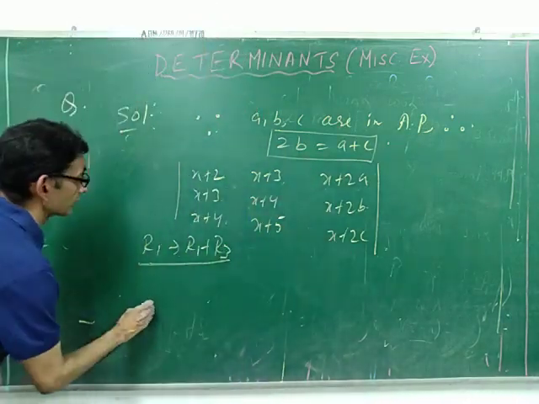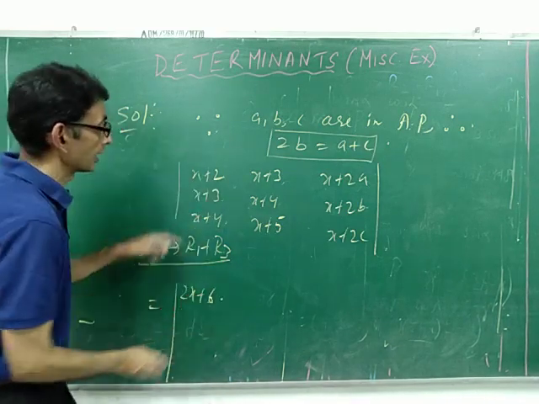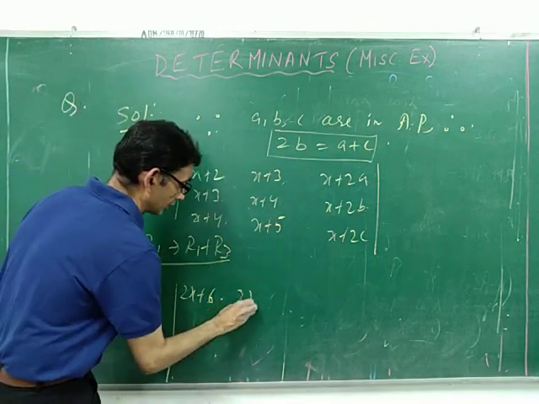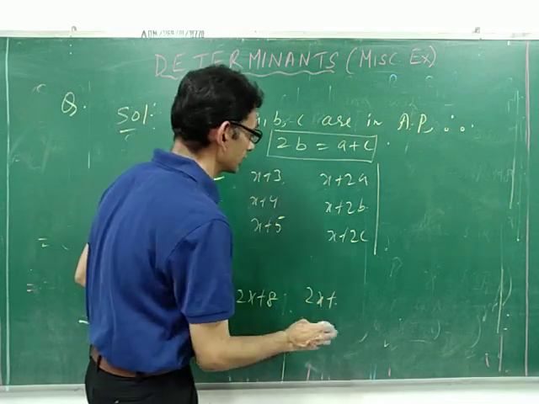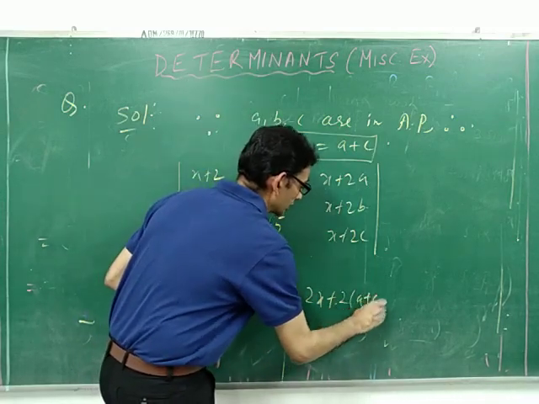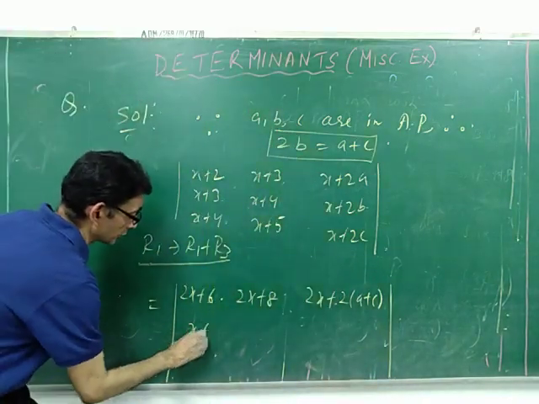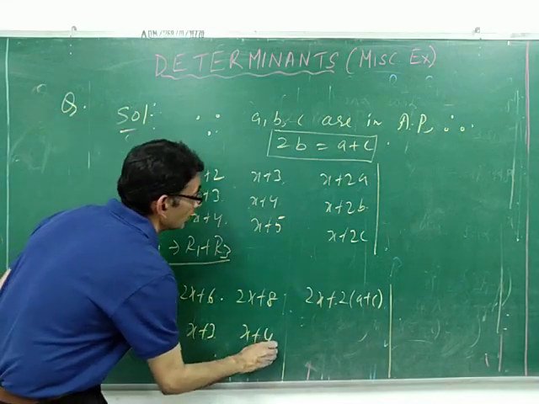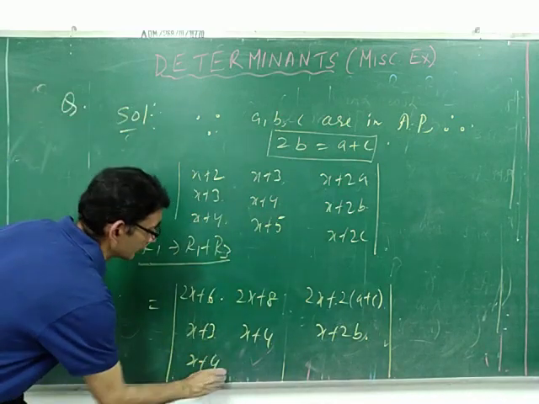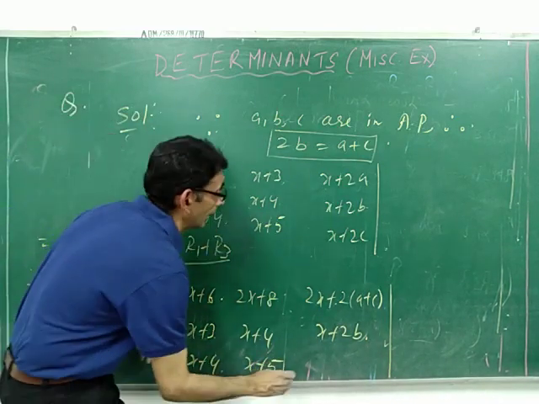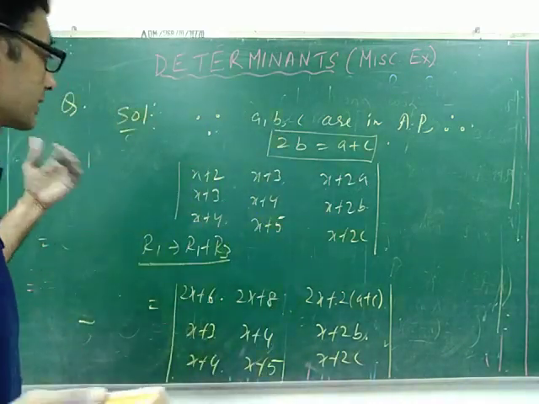So what is the next step? You are adding these entries, so it will be twice x plus 6. Adding the next ones, it will be twice x plus 8. Adding the last ones, twice x plus 2a plus 2c, so you can just write 2 times a plus c. There are no changes in R2 and R3, so they will be x plus 3, x plus 4, x plus 2b, and the last row is x plus 4, x plus 5, x plus 2c. Done. Let's see the next step.